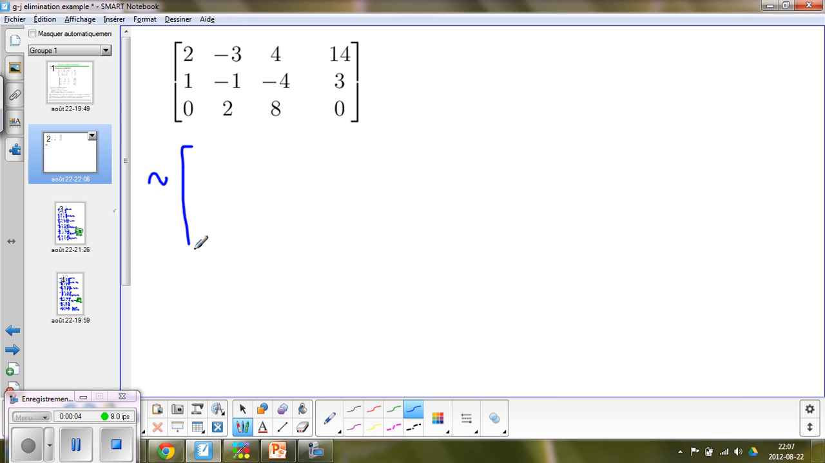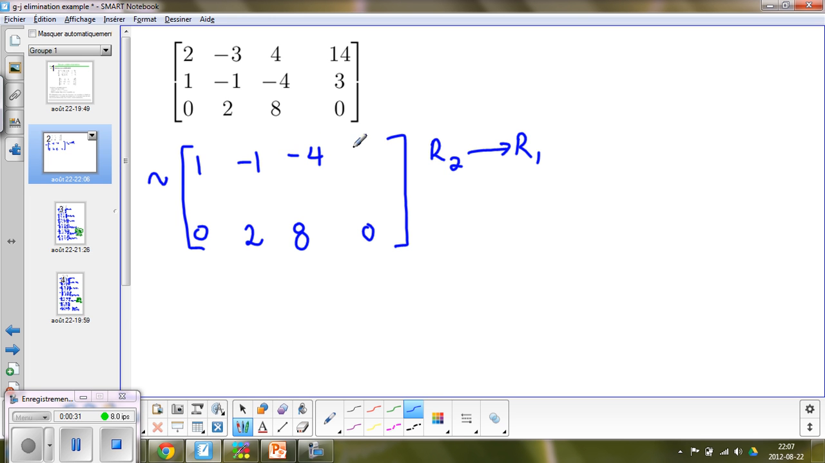First thing is I want to have a leading 1 on the very top, and I happen to have a 1 here, so I thought I might as well just move this whole row to the very top. So not touching row 3 and just switching row 1 and 2. Row 2 becomes row 1. It's always a good idea to write on the side what you're doing so that if ever you make a mistake you can check it. So I've just switched my 2 first rows.